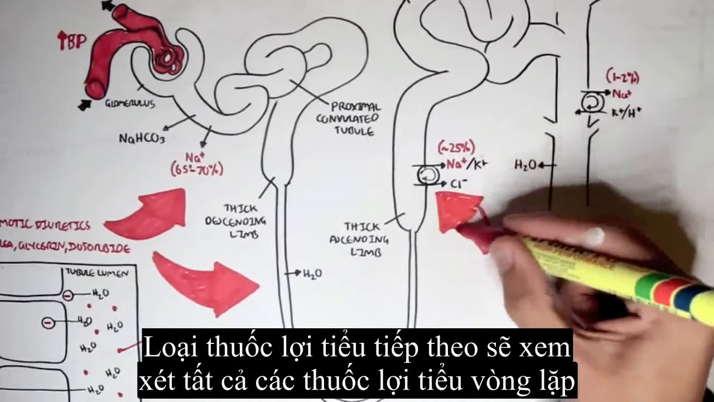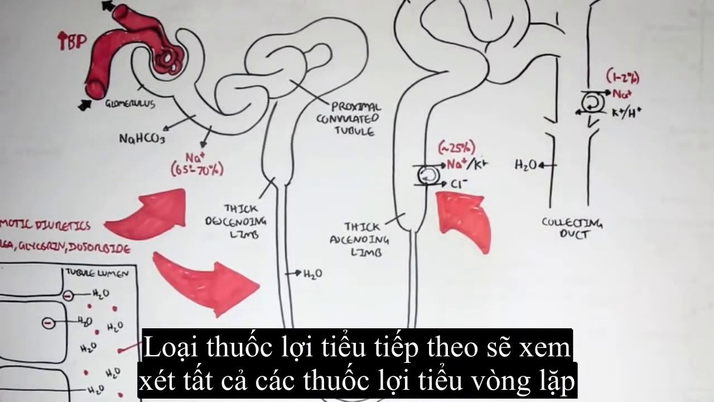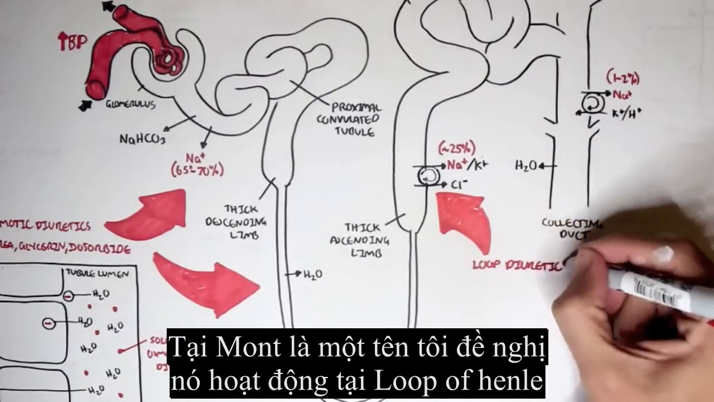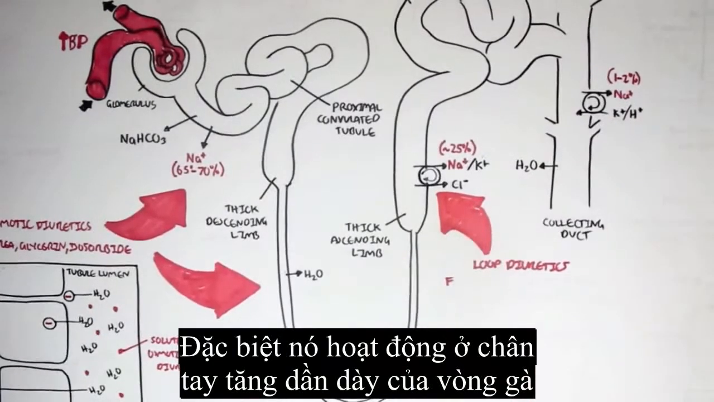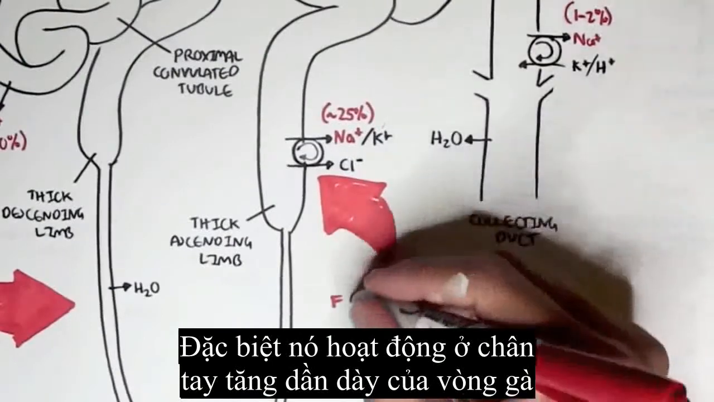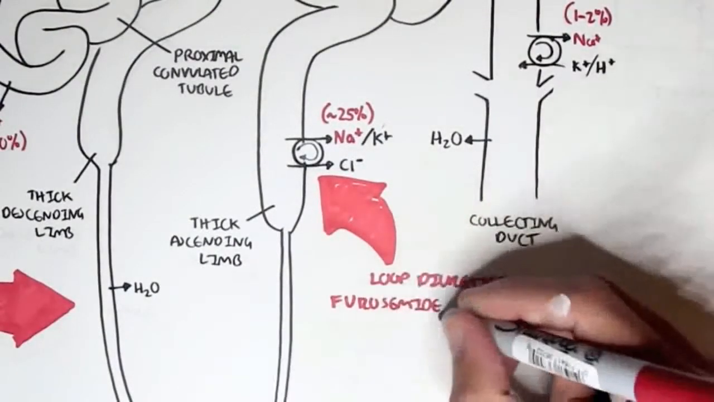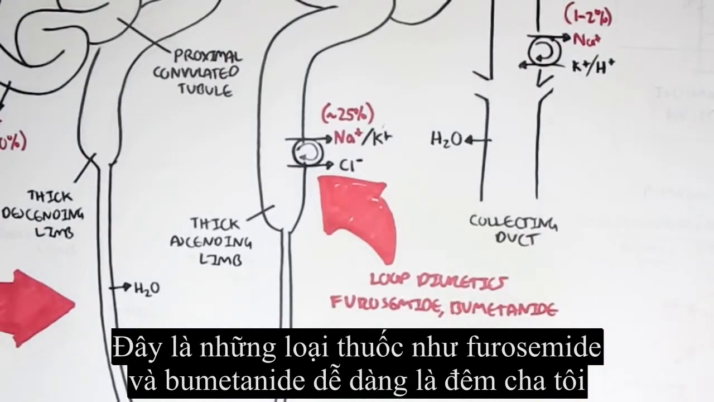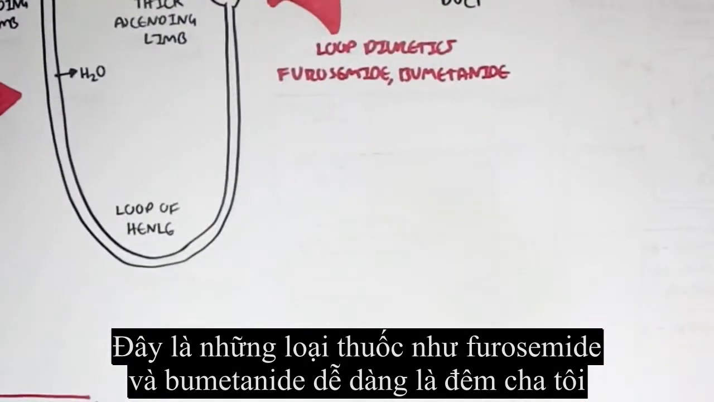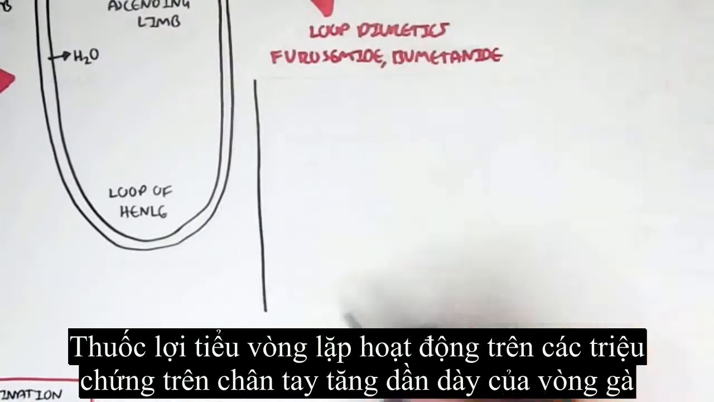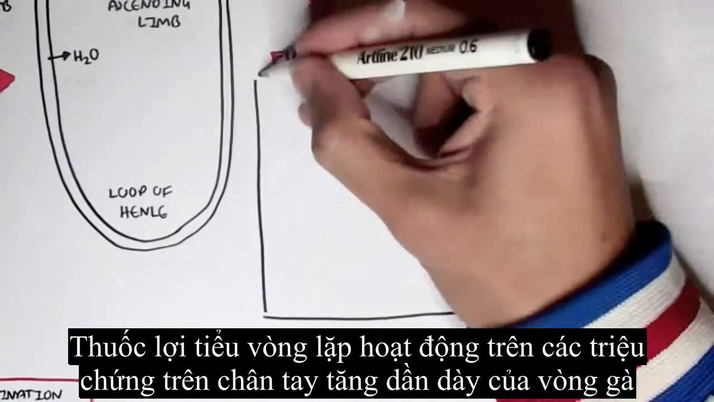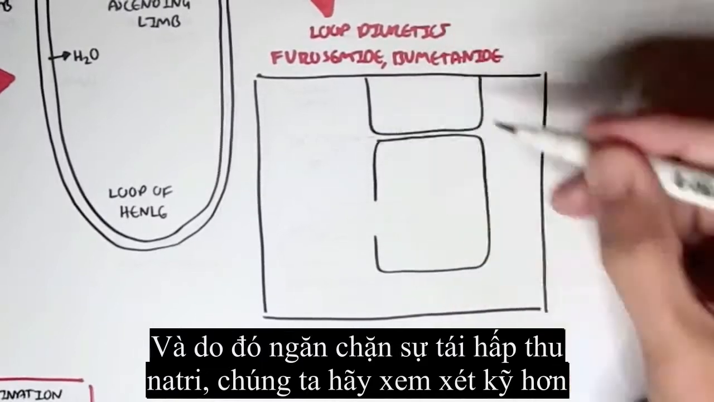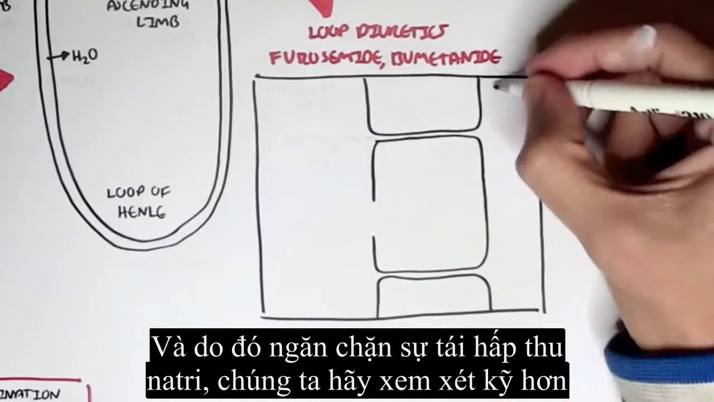The next type of diuretics we will look at are the loop diuretics, and as the name might suggest, they work at the loop of Henle. Particularly, they work at the thick ascending limb of the loop of Henle. These are drugs such as furosemide and bumetanide. An easy way to remember is "mide" and "nide". Loop diuretics work on the symporter on the thick ascending limb of the loop of Henle and thus prevent sodium reabsorption. Let's have a closer look.